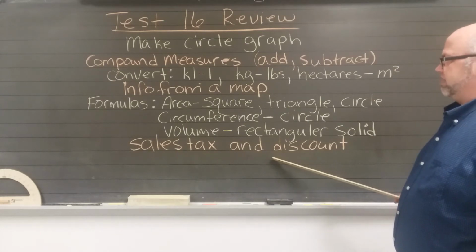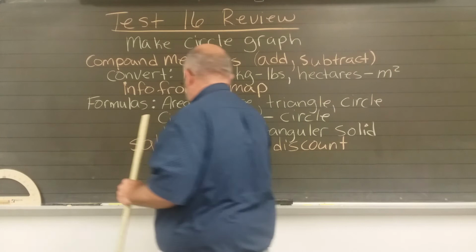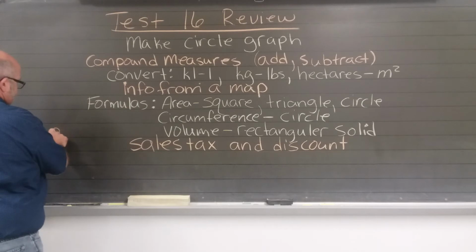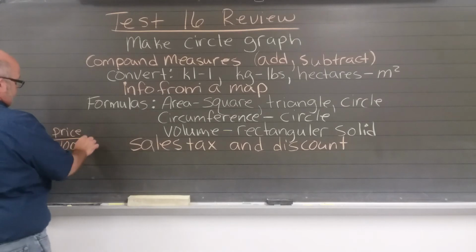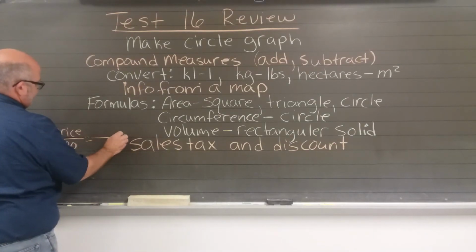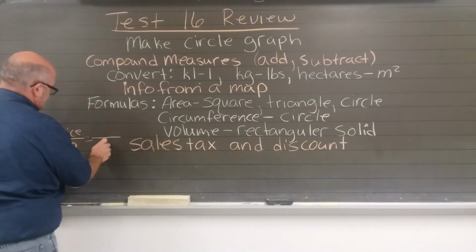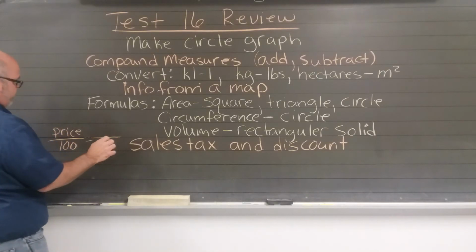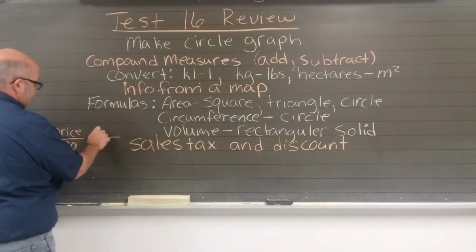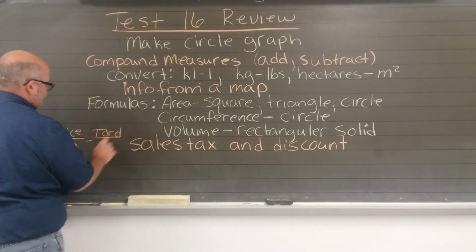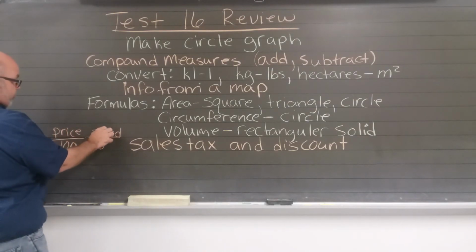Remember, on sales tax and discount, it is the price that is given over 100 equals, and then if it's a 6% sales tax or a 75% discount, that is down here, 6, and your missing number would then be either your tax or your discount. Tax or discount. This will be either the tax or the discount.